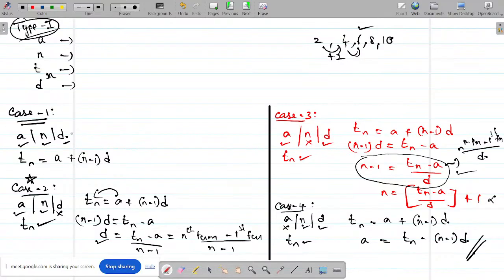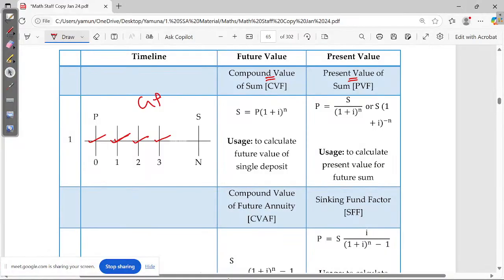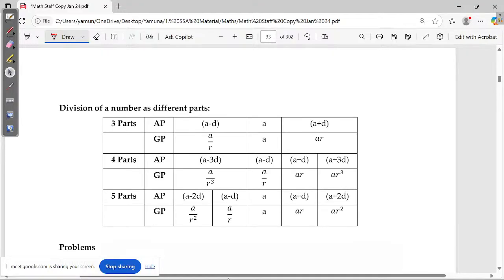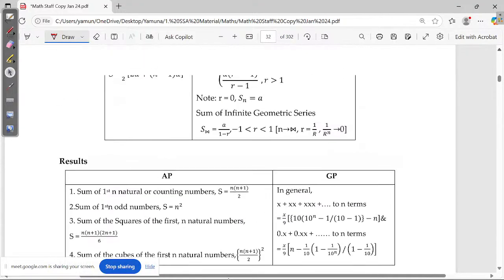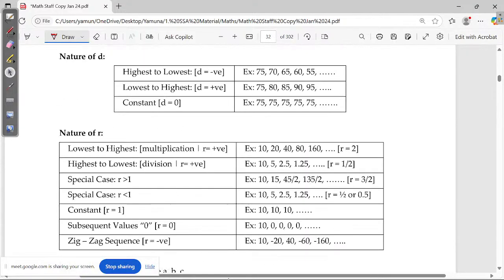What is a type 1 problem? Any one of the cases will be followed. You can please make a note of it. If the concept is okay, you can refer to problem numbers 1, 2 and 3. Yes, please. First problem from the SSA material.